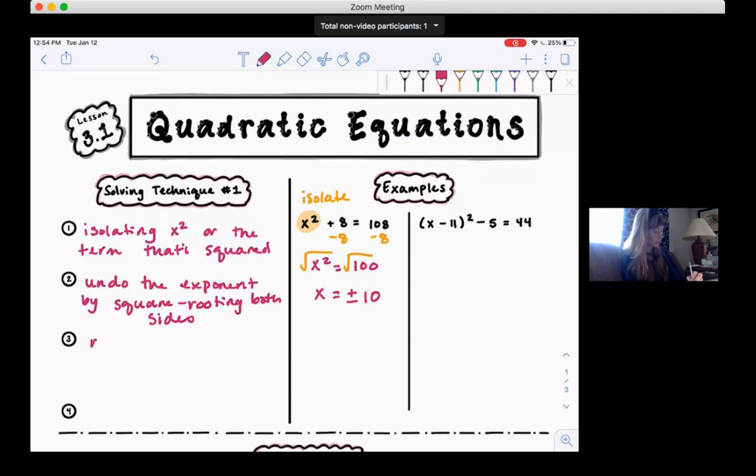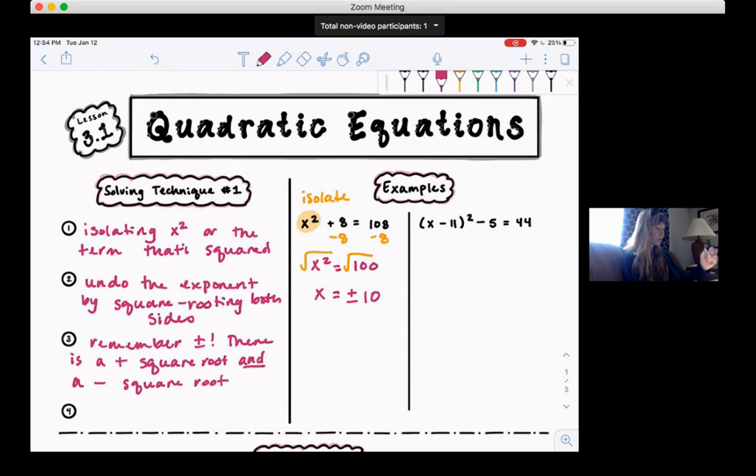So our third step is to remember plus or minus. There is a positive square root and a negative square root. Okay, so this first example is done. We have two different solutions to this equation. X could either be positive 10 or x could be negative 10. And we're done.